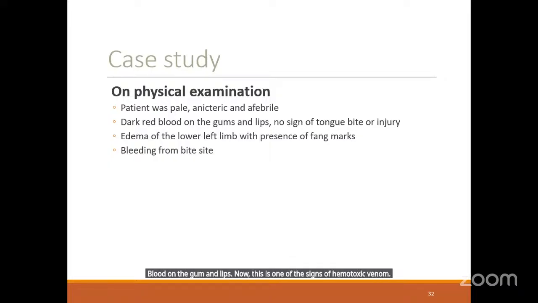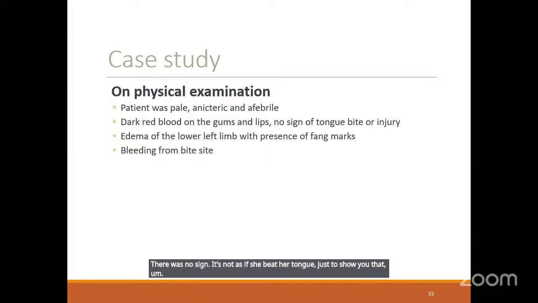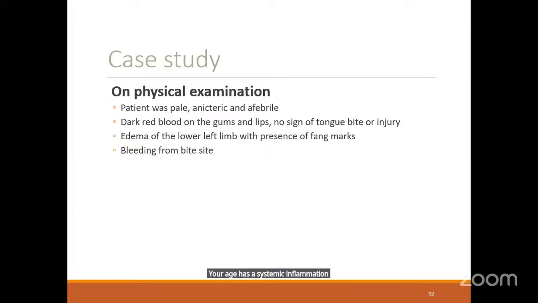It gives you gingival hemorrhage, okay? So the gums will be bleeding. So she had dark red blood on her gums and lips. There was no sign that she bit her tongue. Just to show you that she had a systemic envenomation by hemotoxic venom.